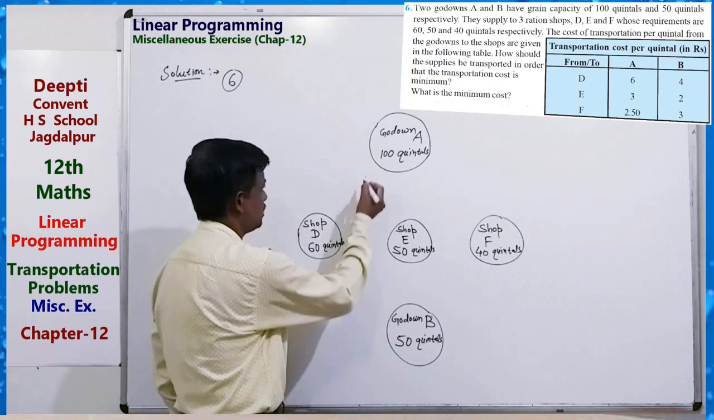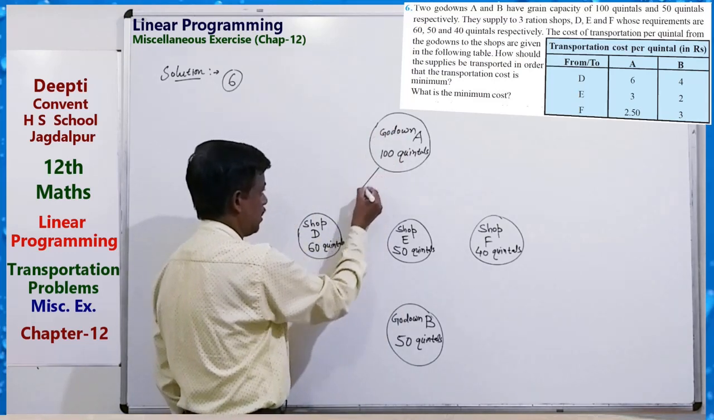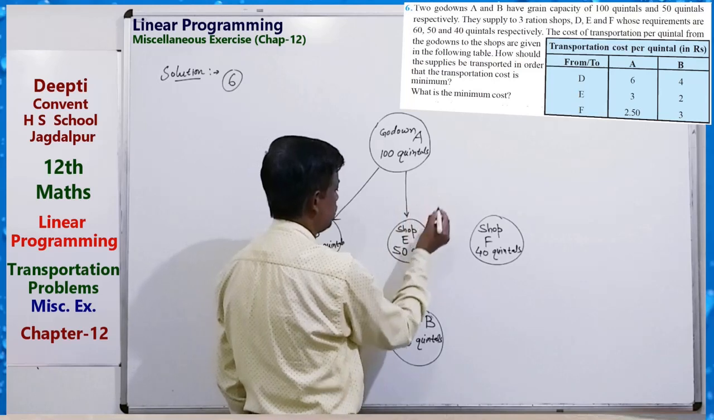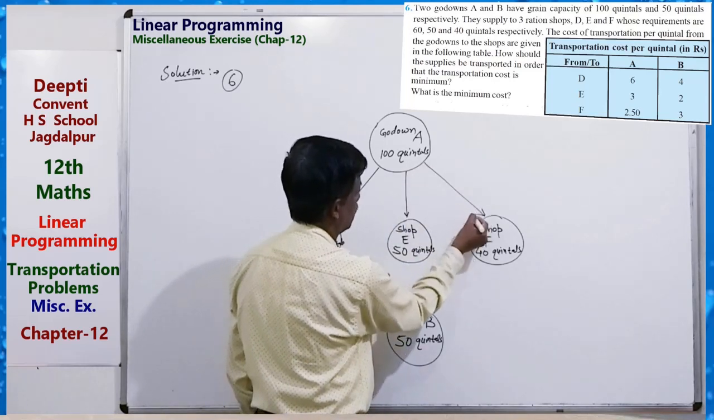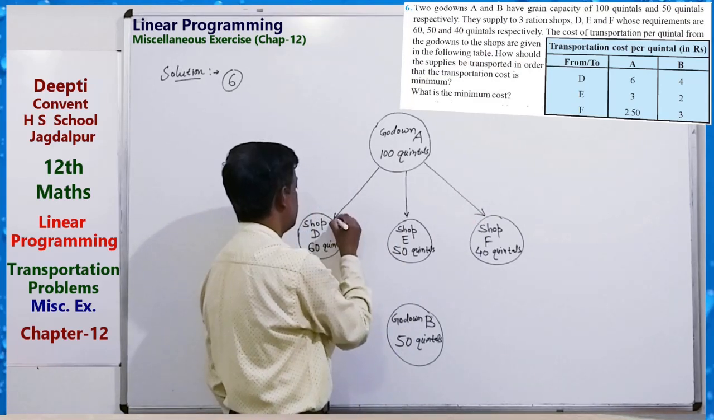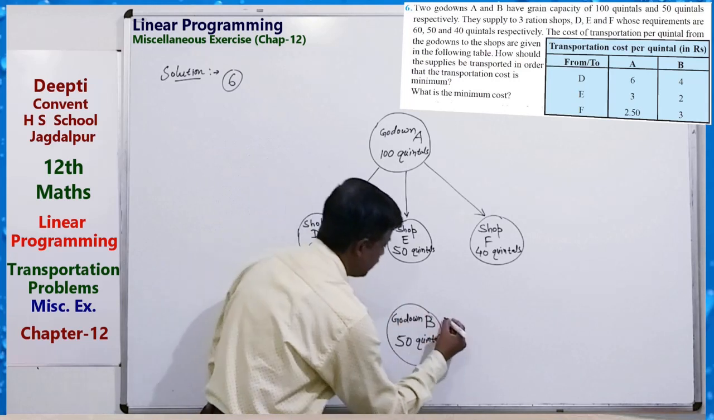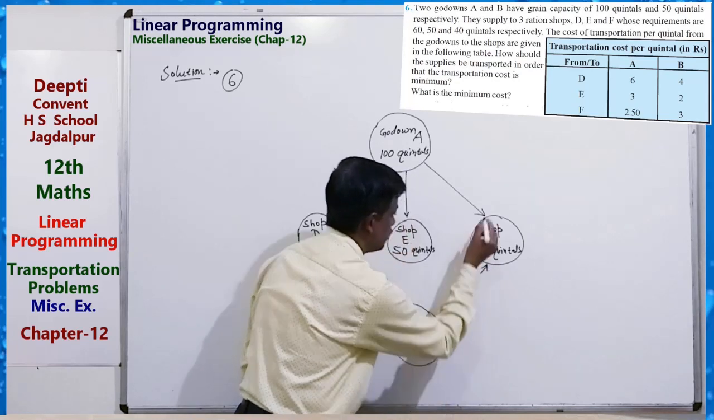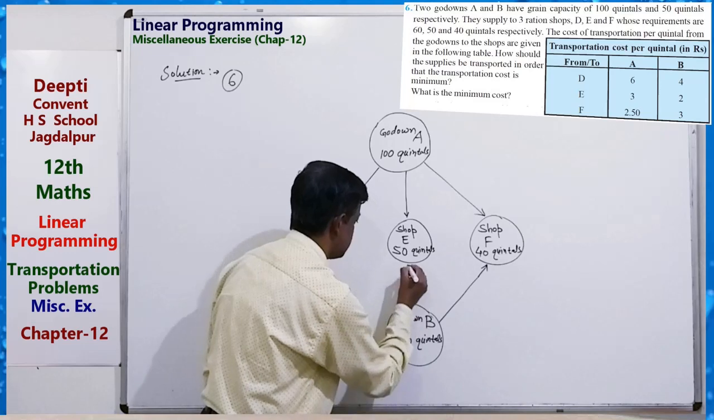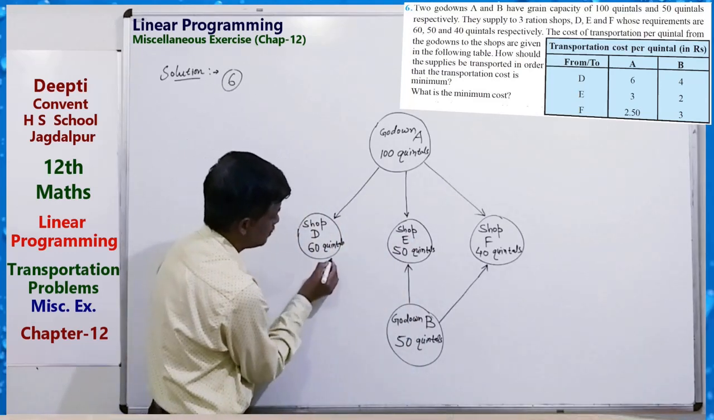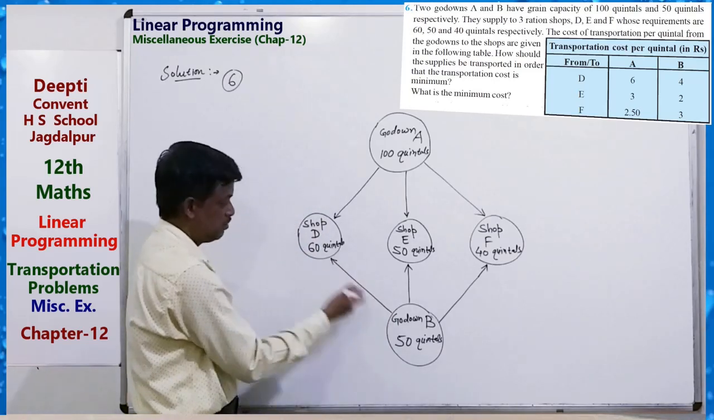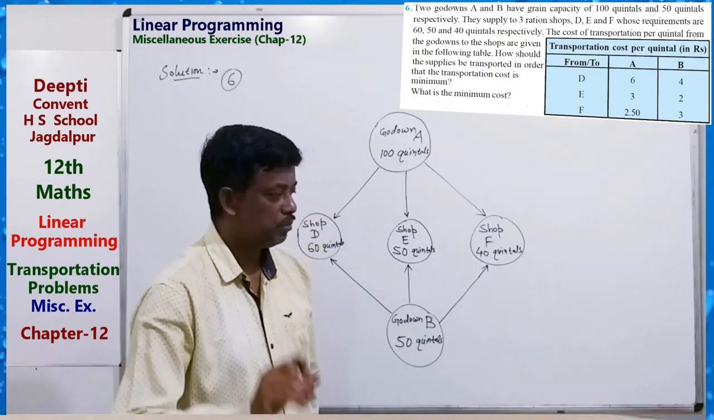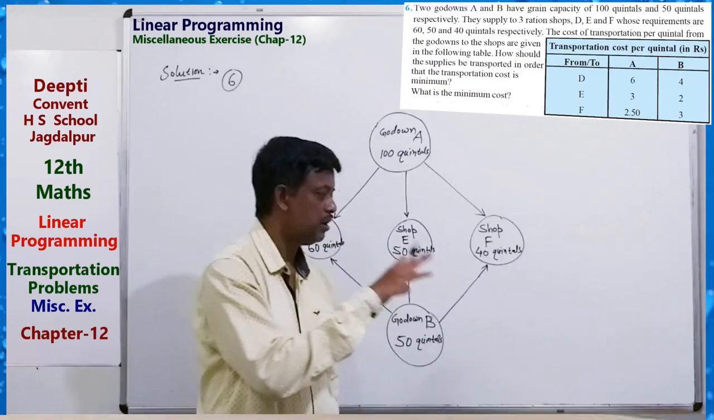Now A supplies to D, to E, to F, and similarly B supplies to F, B also supplies to E, and B also supplies to D. The cost of transportation per quintal from the godowns to the shops is given in the following table.